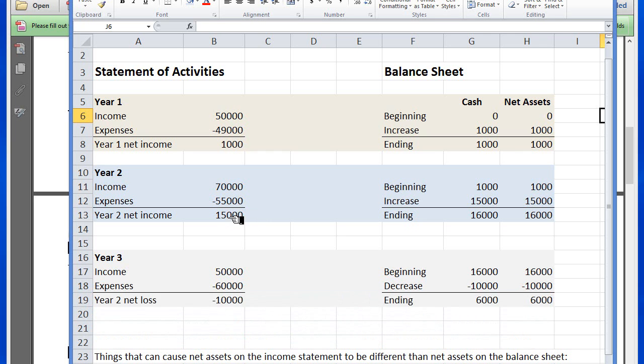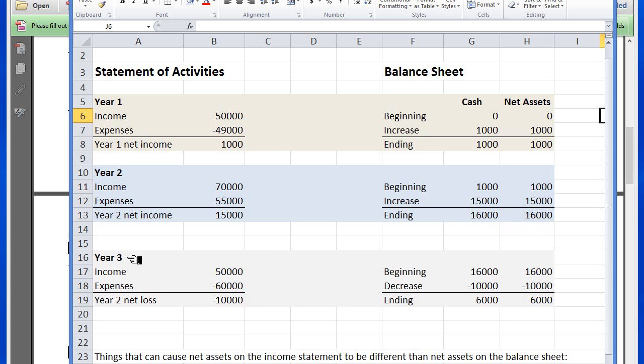And that excess, where are we going to find that? Well, we're going to find that sitting in our bank account. So our bank account increased by $15,000, and here you can see that. We had a beginning balance of $1,000. We had an increase of $15,000. So that means our ending bank balance was $16,000, and you can see then that our cash, our assets, minus liabilities, which is 0, is $16,000.